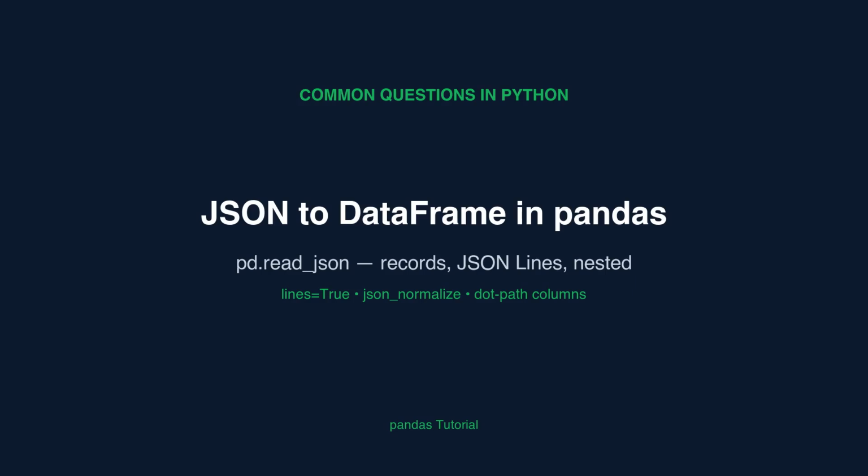JSON to DataFrame in Python. Most API responses arrive as JSON, and Pandas reads all three common shapes in one line. Records, JSON lines, and nested objects, all read by Pandas in one line.